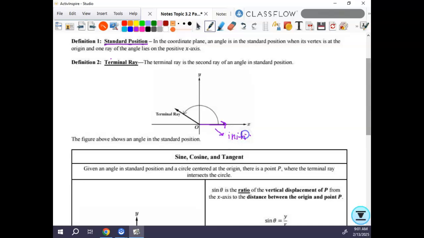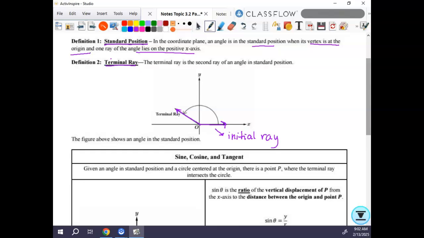Initial ray. Okay, that's where we start. We start on the x-axis. And then, so standard position, vertex is at the origin. One ray lies on the positive x-axis. Then the other one is called your terminal ray. That's the one that spins around. Okay, that's your terminal ray. And that's your standard position. Okay, everybody good with that?